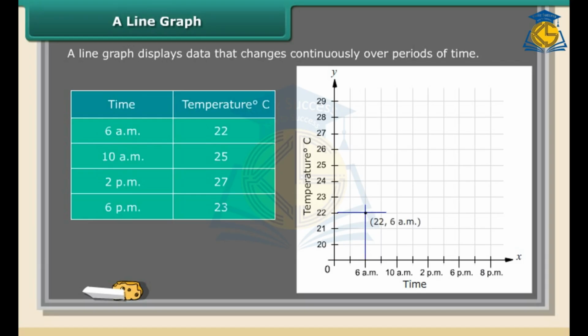The temperature of every 4 hours is recorded and plotted as points as shown in the graph. These points are connected by line segments. The result is line graph. From the graph, in between 10 a.m. and 2 p.m., we can find that the temperature was increased by 2 degrees Celsius.